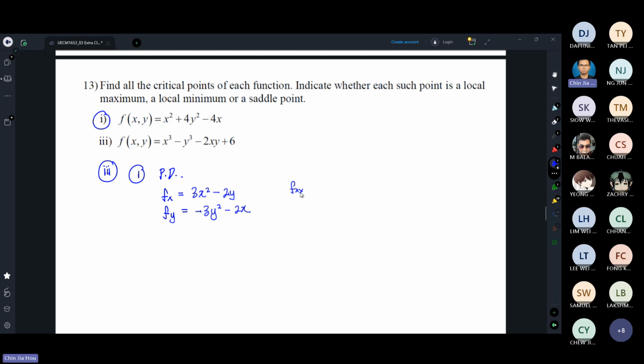Then I want to find the fxx. I take the fx and then differentiate with respect to x again. I take the fy and differentiate with respect to y again. And then finally, I also need the fxy. Take the fx, differentiate with y, get minus 2. Before I continue, any questions regarding the partial derivatives? All good?